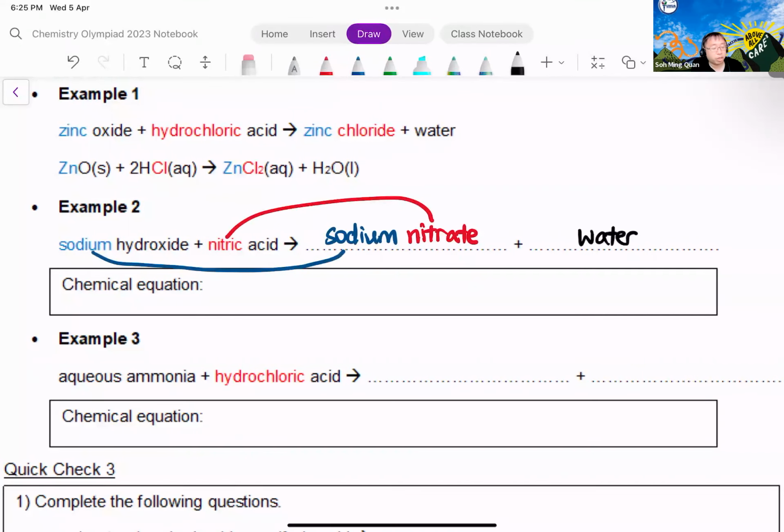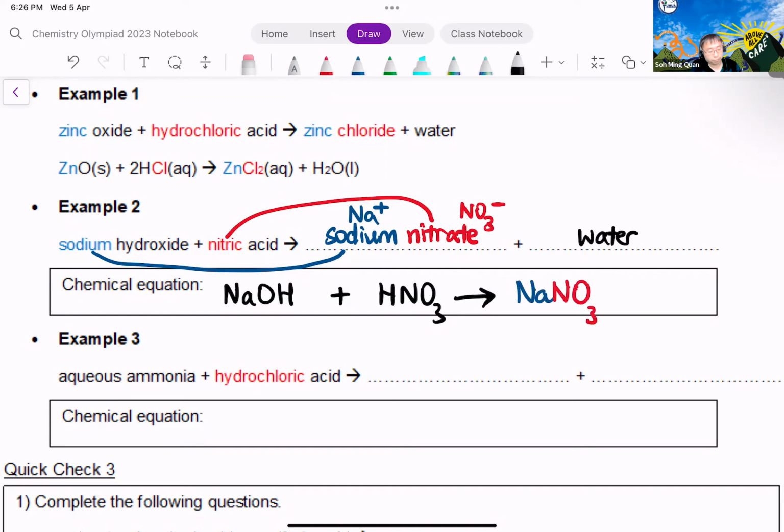So again, for the chemical equation you must be careful. Sodium hydroxide is NaOH. Nitric acid is HNO3. Then you must be careful here. Sodium is Na+, because it is group 1. Nitrate is NO3-. Oh, for once, the plus and minus cancel out perfectly. Therefore, it's NaNO3 plus H2O. Now, this equation is perfectly balanced, which is great.